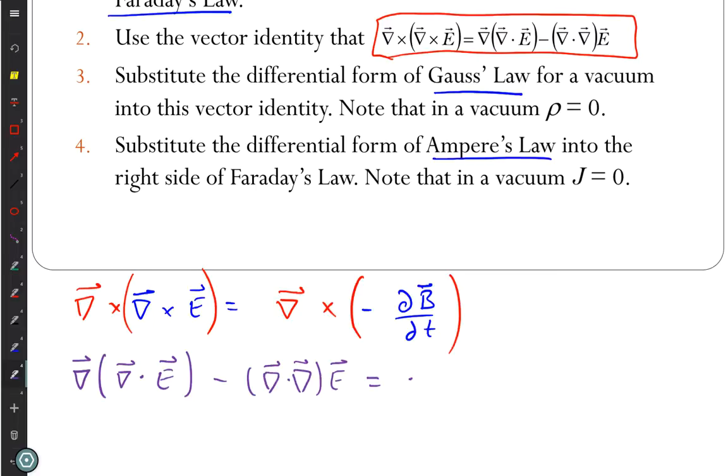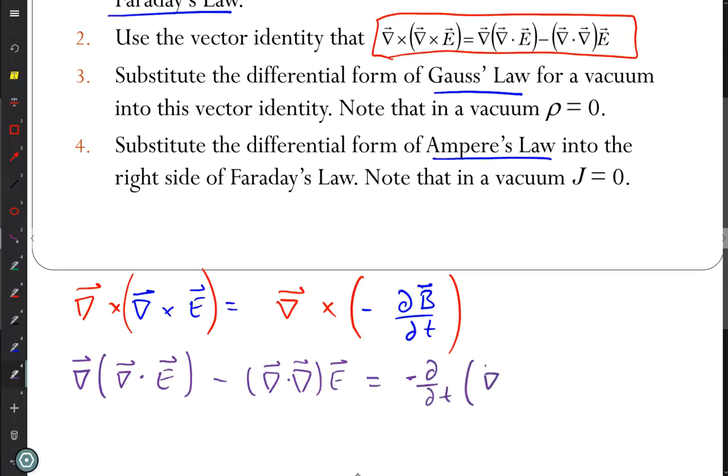The derivative is a partial derivative with respect to time. Since the del is a spatial operator, a partial derivative with respect to space, and d dt is a partial derivative with respect to time, the two don't affect each other. So I can move the d dt outside of the del as well. So I can rewrite this as minus d dt of del cross B. I move the minus d dt past the del cross because the d dt and the del operators don't interact: partial with respect to space versus partial with respect to time.